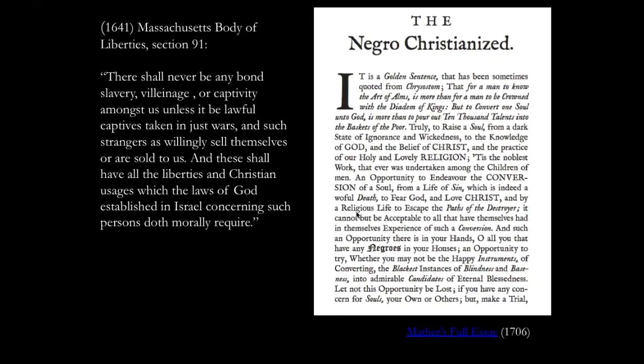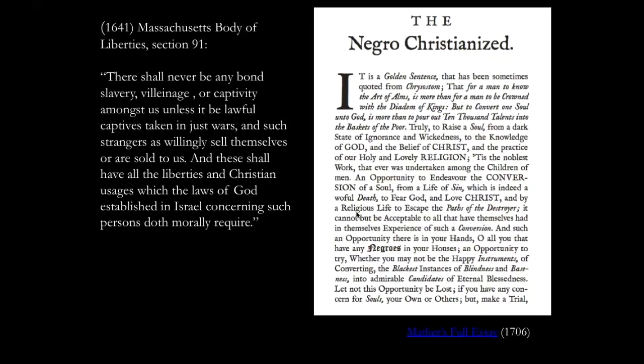"There shall never be any bond slavery, villanage, or captivity amongst us, unless it be lawful captives taken in just wars." And there they are referring to Native Americans, with whom they are at war pretty much constantly, "and such strangers as willingly sell themselves or are sold to us." And again, this is a very hypocritical way of deeming that if people are already enslaved when they come into Massachusetts colony, then that deed is already done.